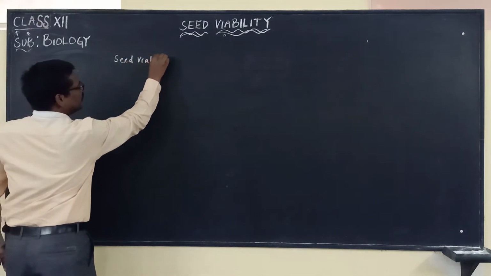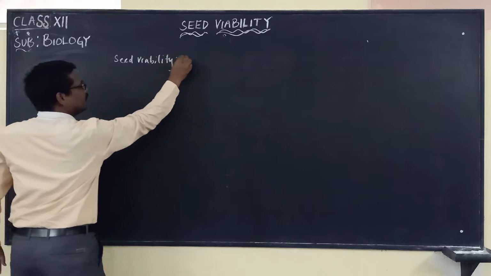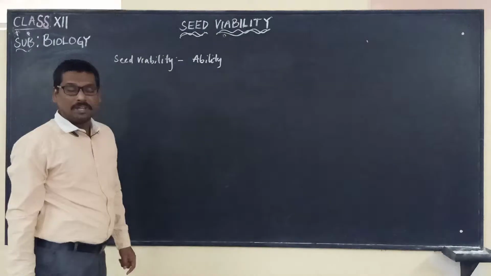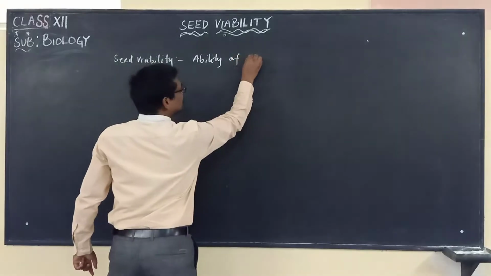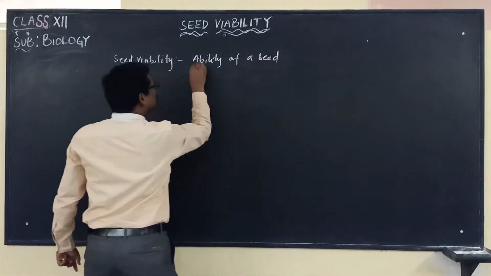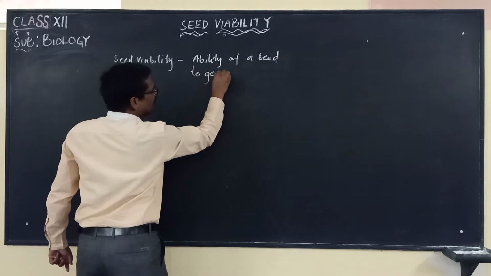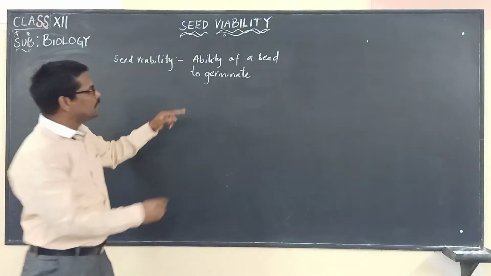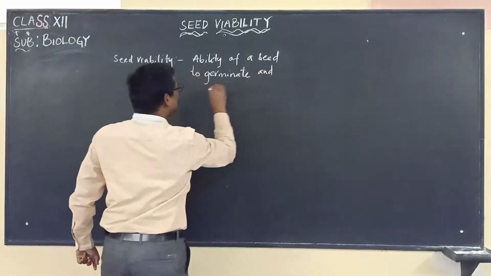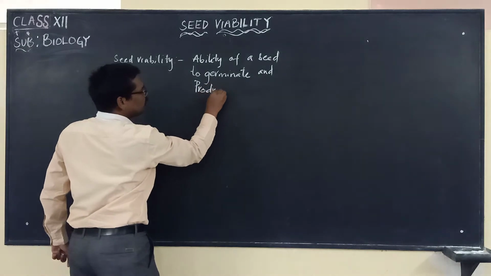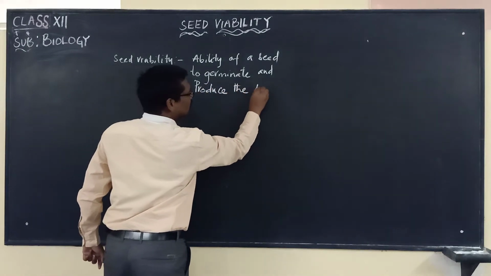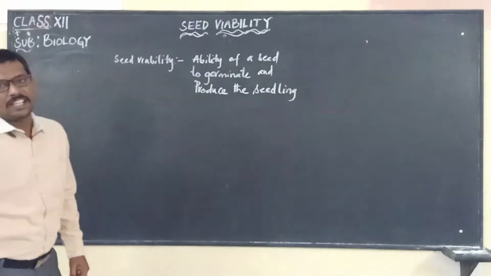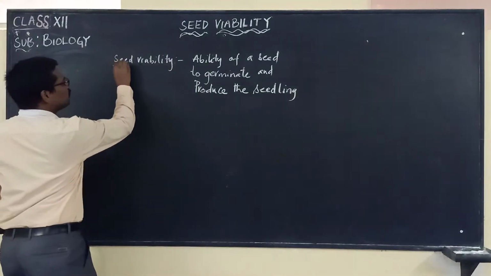It is the ability of a seed to germinate and produce the seedling. The ability of a seed to germinate and produce the seedling is called seed viability. So this word is important for us.